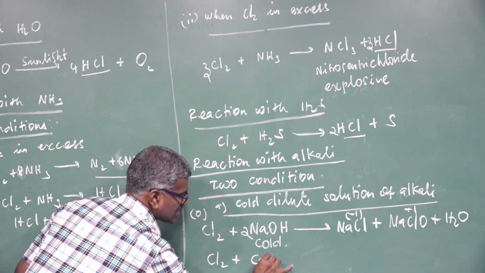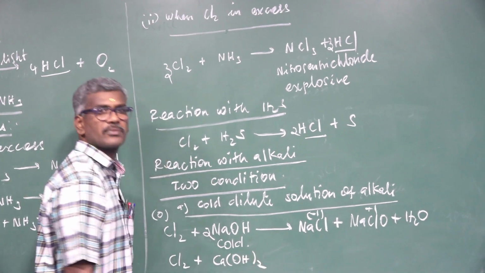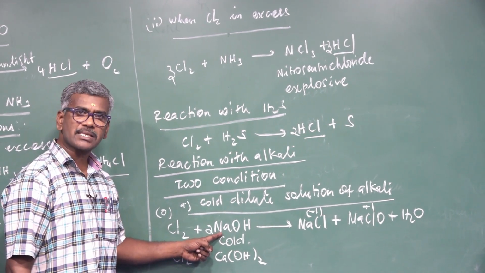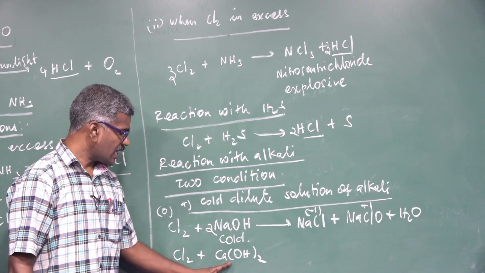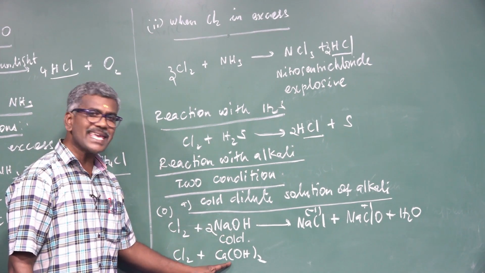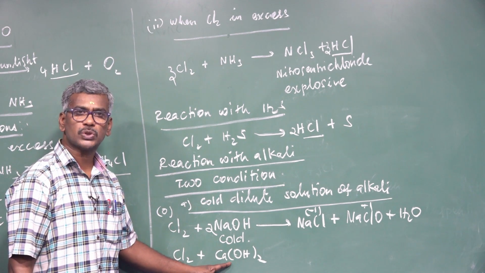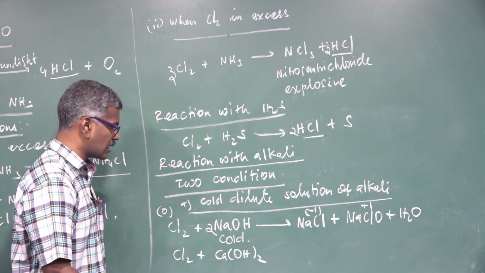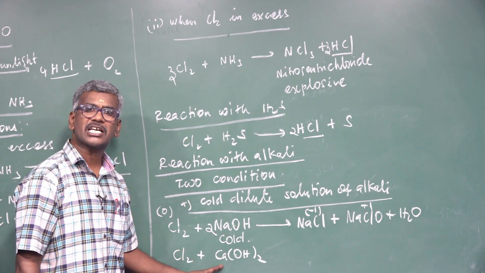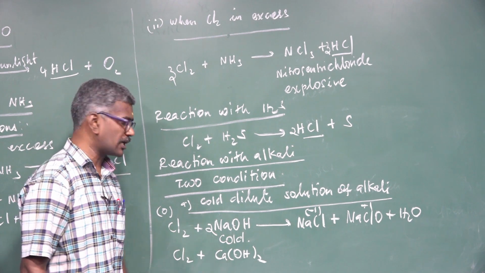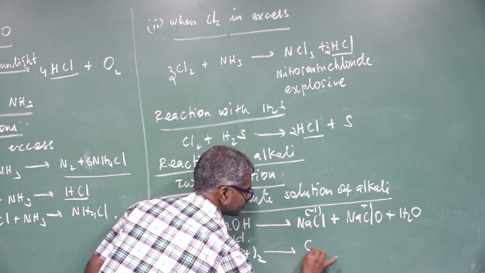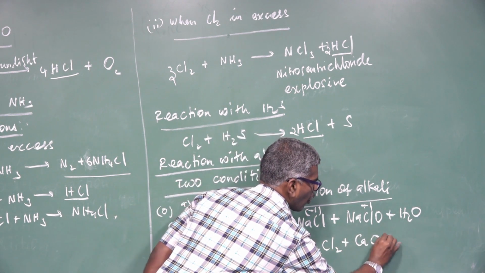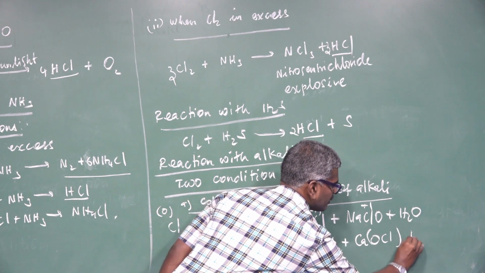Chlorine reacts with Ca(OH)2. This one is an example of a monoacidic base, that is basicity 1. This one is an example of a diacidic base, that is basicity 2. This is sodium hydroxide, this is calcium hydroxide. Other names: slaked lime, milk of lime, lime water, all the same formula. What is the product? CaCl2, Ca(OCl)2 plus H2O.